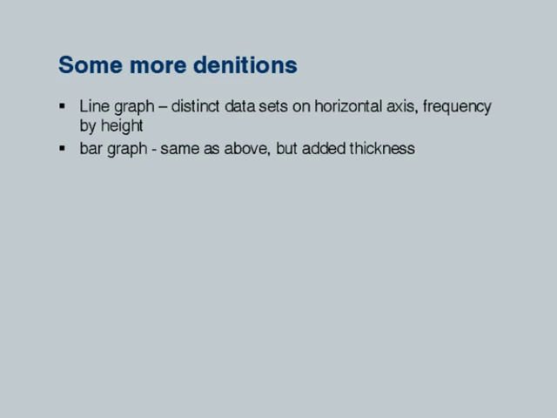Okay, line graph or line plot: distinct data values on the horizontal axis, and frequency is given by the height, and then you put a cross there with a vertical line. We saw that in the crossword. Bar graph is the same as line graph, but with added thickness. And of course, we also saw histogram. Histogram is the same as bar graph, but it is for grouped data. There is no gap. They're all compressed. So that is histogram.